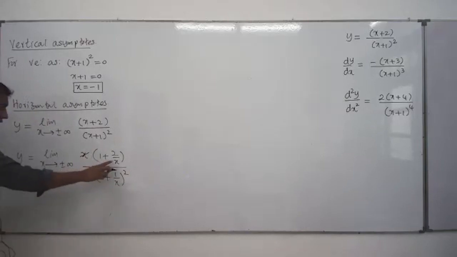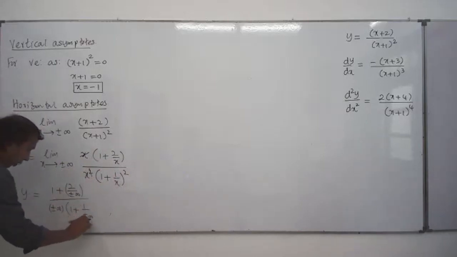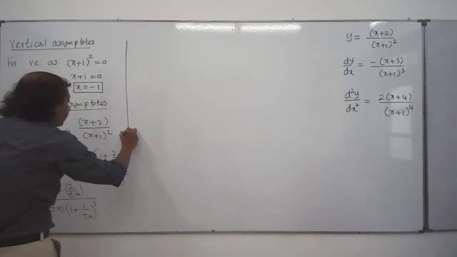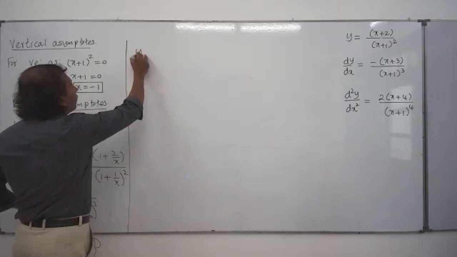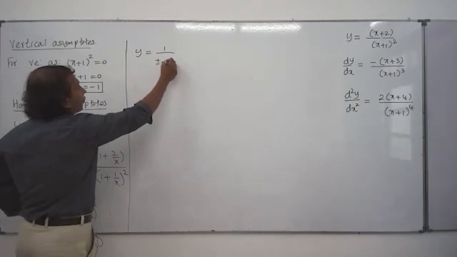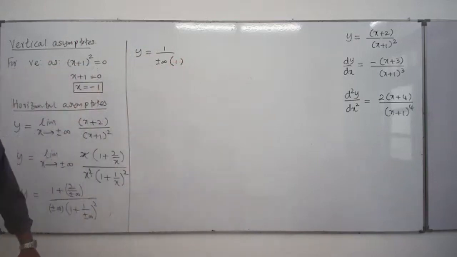Now put plus or minus infinity for x. What do we get there? 1 plus 2 upon plus or minus infinity, divided by 1 plus 1 upon plus or minus infinity, all squared. Here 2 divided by infinity is 0, therefore the numerator is 1. And 1 upon infinity is 0, so the bracket is 1.